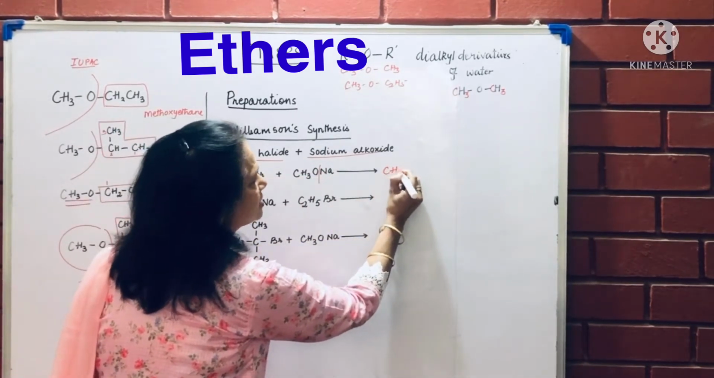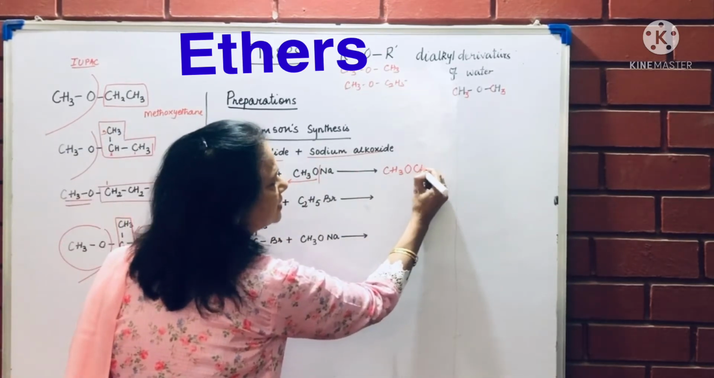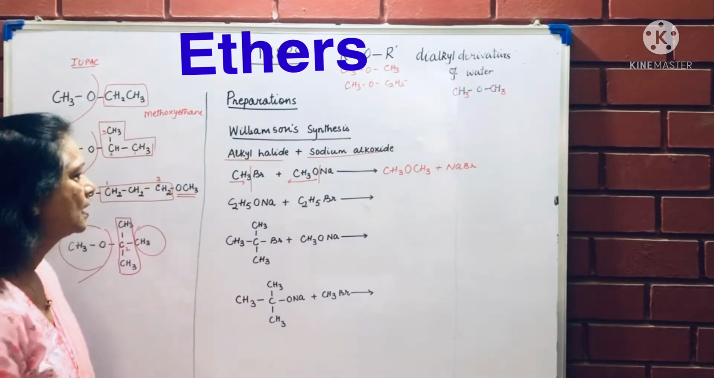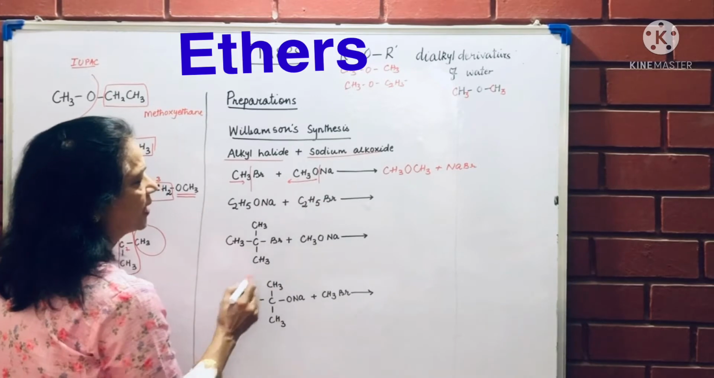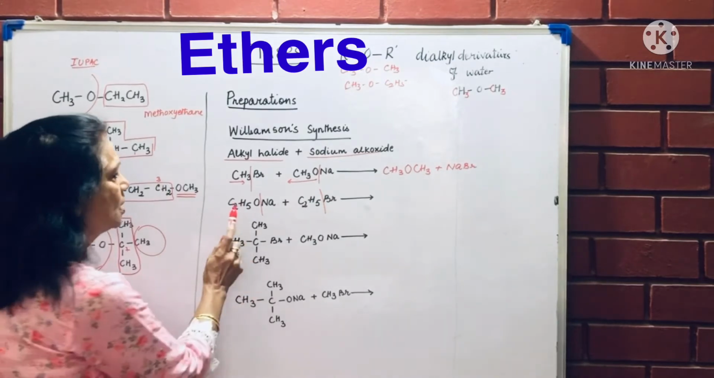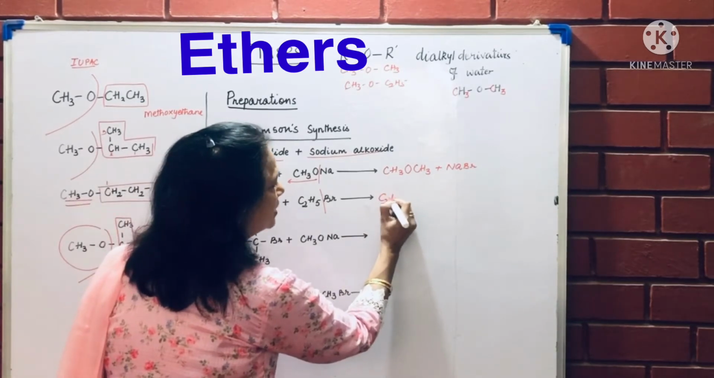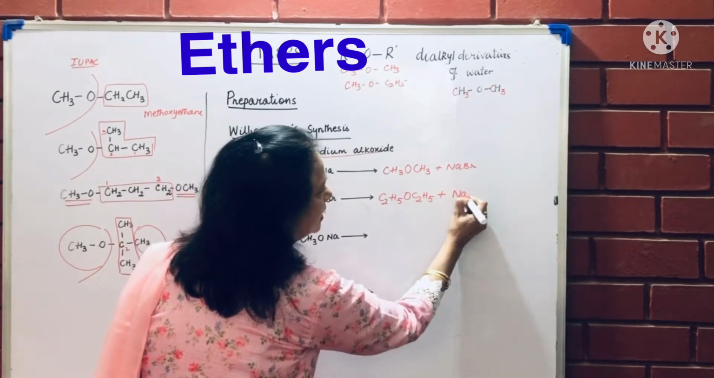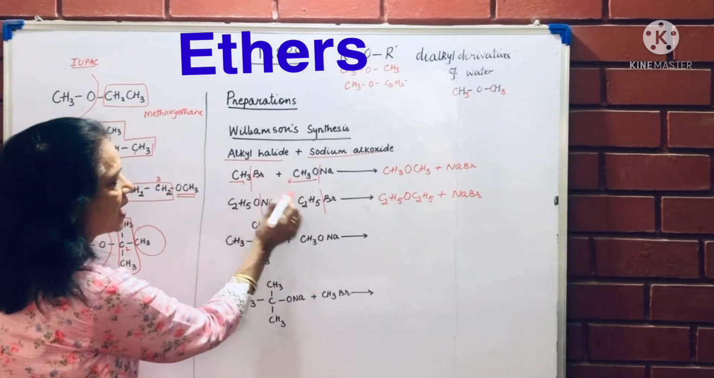I can write the product CH3, this one, and write in the opposite direction from here OCH3 plus NaBr. Now this is sodium ethoxide plus ethyl bromide or bromoethane. Again I am doing the same, sodium bromide I want to take it out, C2H5OC2H5 and NaBr. So C2H5OC2H5 plus NaBr. Now these were all primary halides.